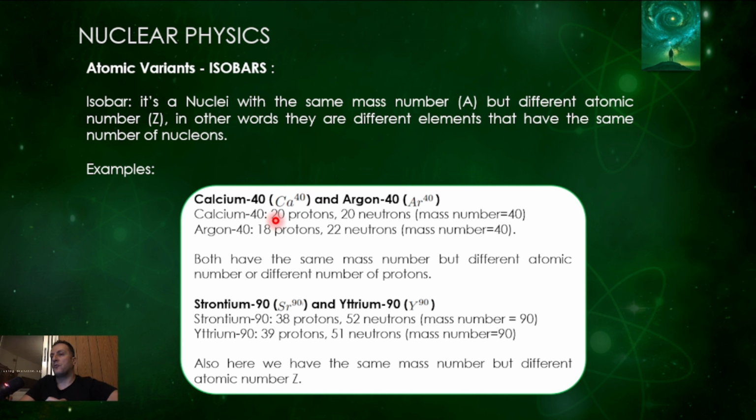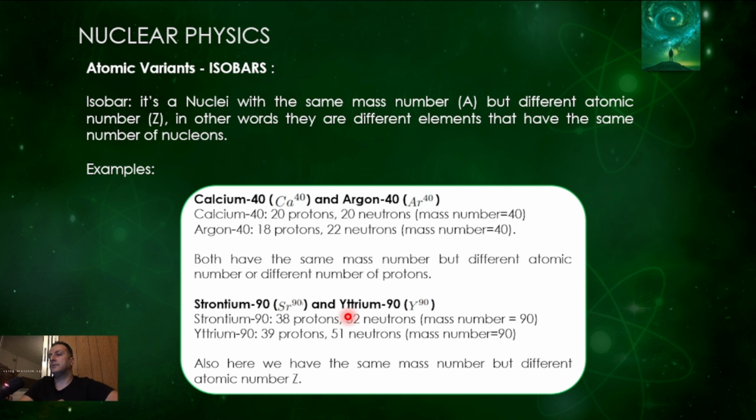So, for calcium-40, you have 20 protons, 20 neutrons, mass number equal 40. But for argon, as you notice, you have 18 protons, so it is a completely different element. However, it also has 22 neutrons that make up for the lower number of protons. So it leads to the same mass number, just like calcium, although it is a completely different element. Both have the same mass number, but a different atomic number or different number of protons.